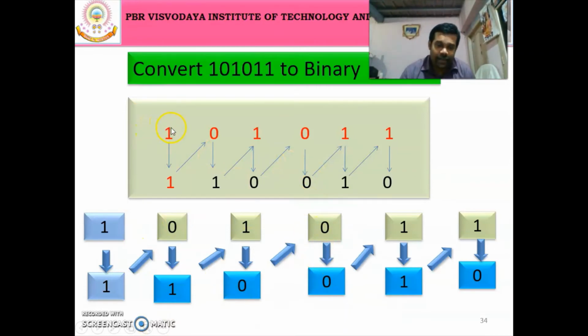So first we have written the MSB as it is. This is the gray number, and we have copied this MSB. Then we make the XOR operation with this 1 and this 0. XOR of 1 and 0 is 1. XOR of 1 and 1 is 0. XOR of 0 and 0 is 0. XOR of 0 and 1 is 1. XOR of 1 and 1 is 0.